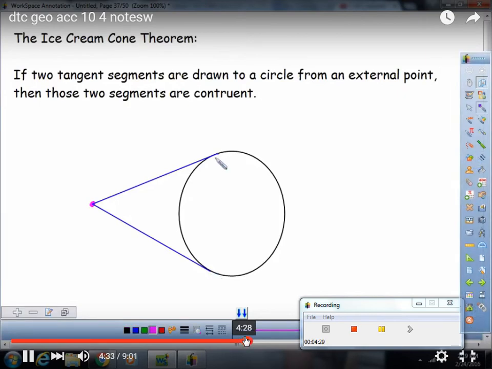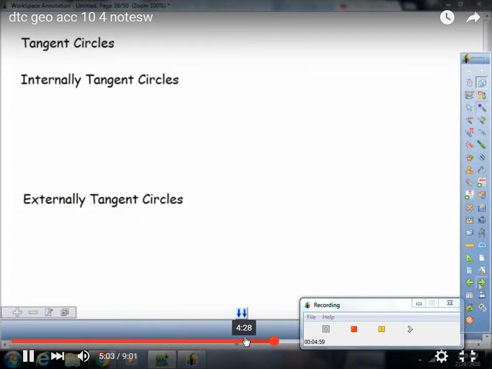Okay, maybe you can kind of see how we would prove that. We would draw our points of tangency. We know that they're perpendicular at that point, and you can maybe see your kite there. Here I'll demonstrate why we call it the ice cream cone theorem. You get it? I hope so. Okay, finishing up the video.